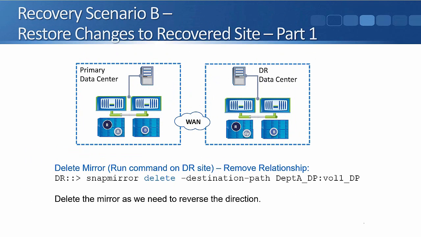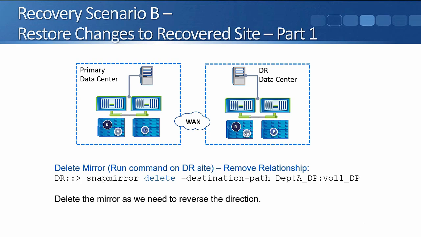The next recovery scenario to cover is if you do need to restore changes to the recovered site. So this is where we actually had a real disaster at the primary data center and we failed over to our DR site. So let's say the primary data center was down for a week. During that week, we've been making changes to our volumes in the DR data center, and we now want to fail back to the primary data center again when it comes back online. Well, to do this, we're going to need to replicate those changes over the last week from the DR data center back to the primary data center. And to do this, we're going to need to reverse the direction of the SnapMirror relationship.